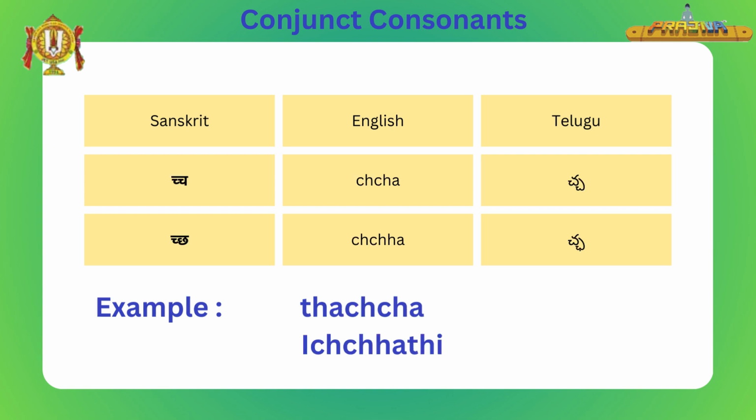Similarly, with cha, C-A is not aspirated. It's pronounced cha, tacha. Whereas C-H-A is an aspirated consonant. It's pronounced chha, ichhati.